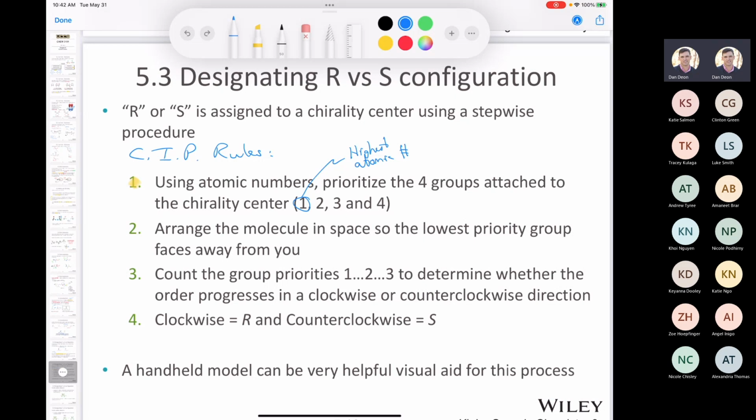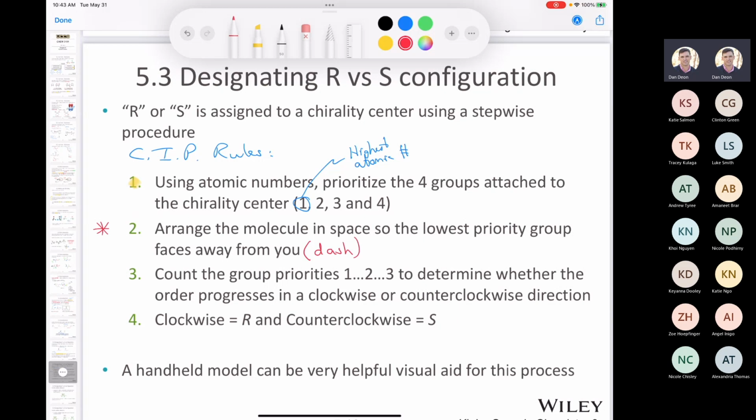Then you arrange the molecule in space so that the lowest priority group faces away from you. If it's facing away from you, it's usually going to be on a dash. Now, I think there's a shortcut to this one, because oftentimes we'll have the lowest priority group facing towards us. If it's facing towards you, then you reverse the stereochemical designation, and I'll show you some examples of that in a few seconds. So we'll put an asterisk by this one, and we're going to come back to this.